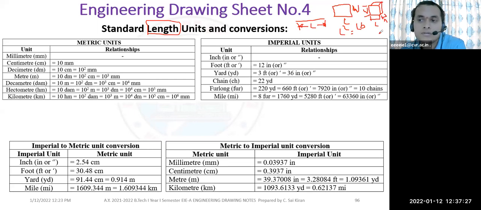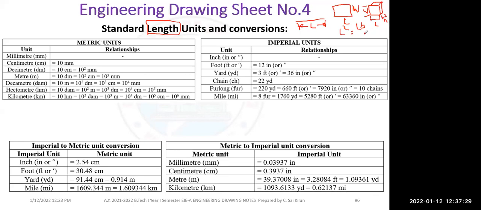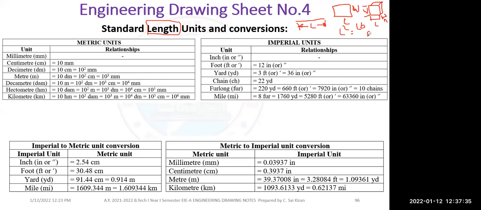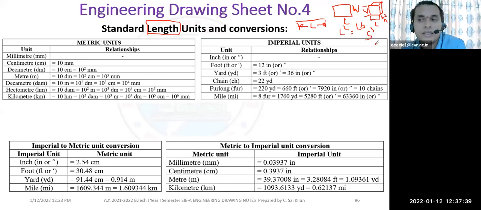L, W, H. If I want to calculate the volume of a cube, it is S cube. If it is any other shape, then length into width into height. For the length, I directly measure L. For the area, I measure length into width. For any volume, length into width into height.